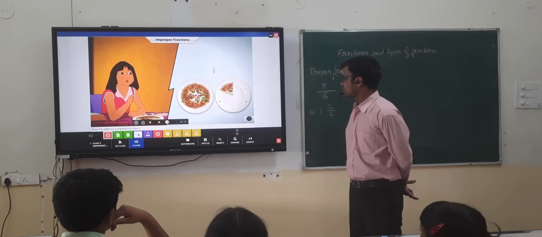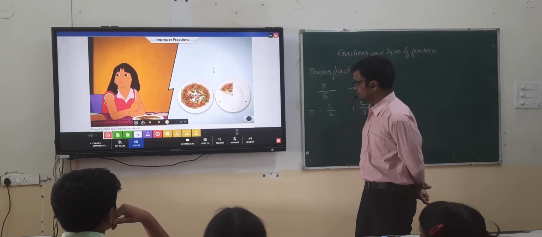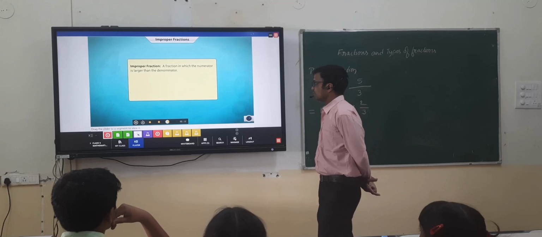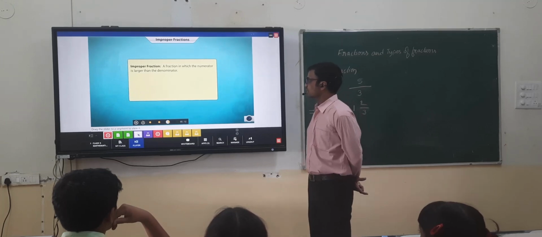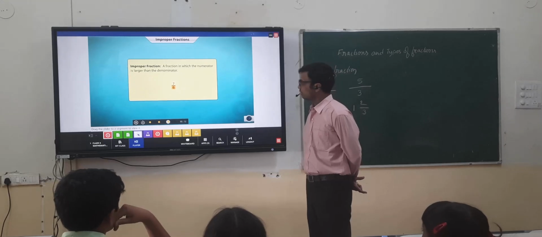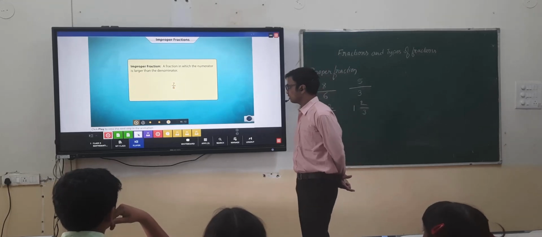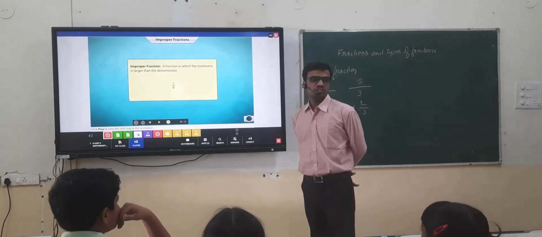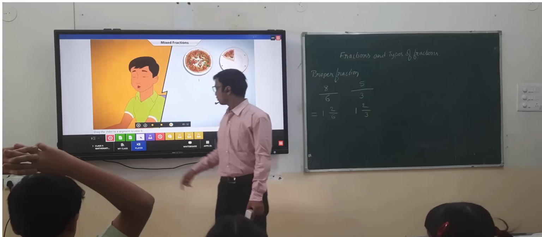But that isn't a proper fraction, right, Mummy? You are right, my child. That is an improper fraction as the numerator is larger than the denominator. Clear? That is all about what? Improper. Full slice.